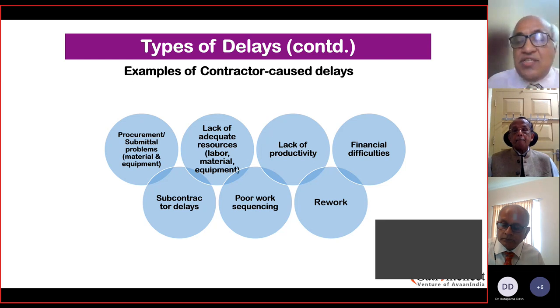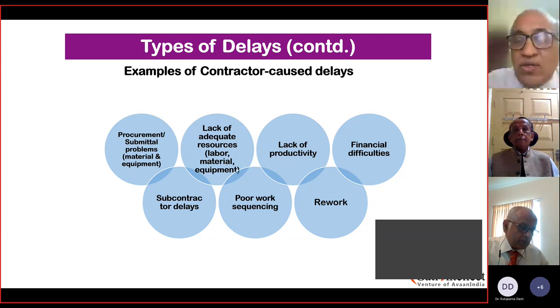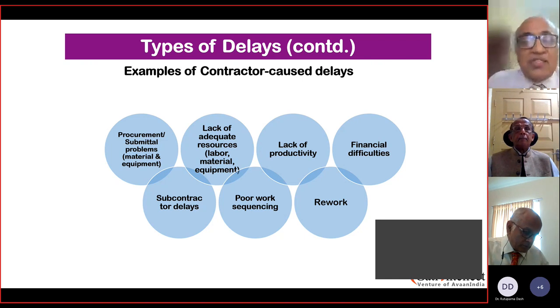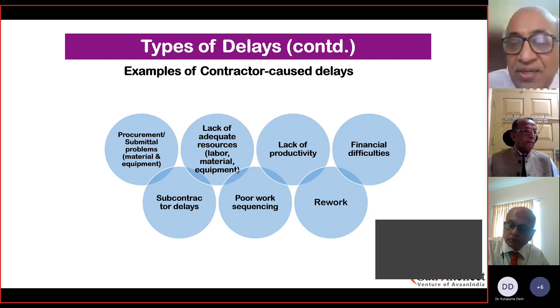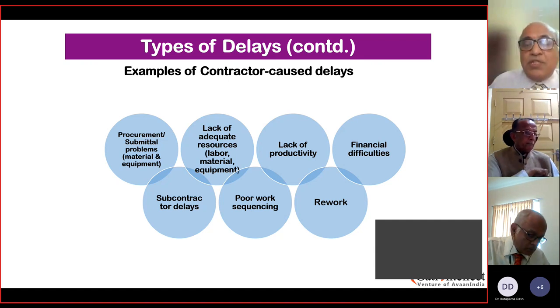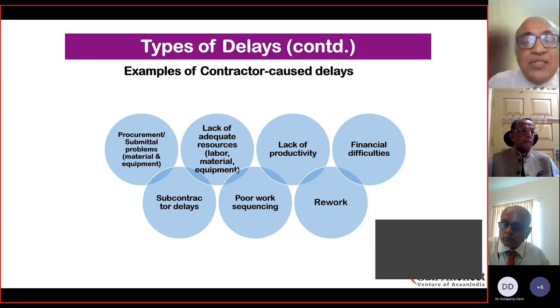Sequencing of the work, as we said, is very important, because the project is typically a series of activities and certain activities can be done simultaneously, so that they don't fall in the critical path method. So we have to make sure that preparatory activities are done in such a way that the sequencing is not affected and the critical path is not affected. So it's very clear that there has to be a proper project manager who has to monitor all these activities and ensure that these things are done.